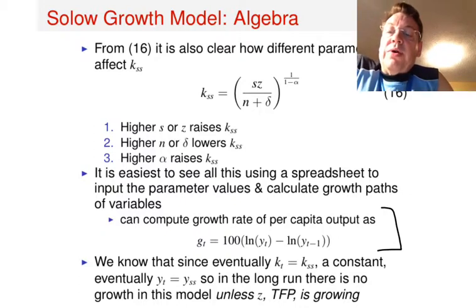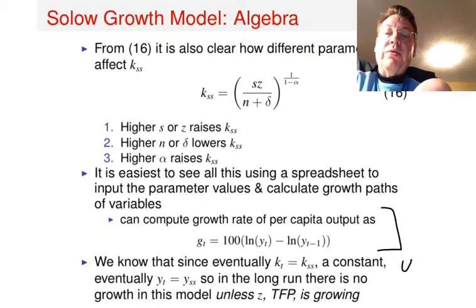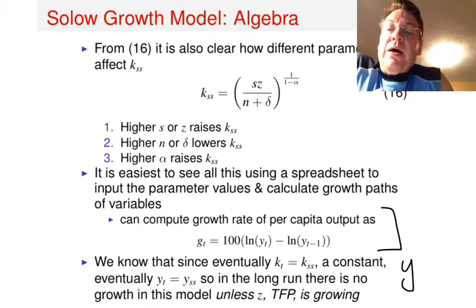And what we'll show you is that in the long run, meaning in the steady state, there will not be any growth in per capita GDP, the y. Remember, little y is per capita GDP. There'll be no growth in that unless total factor productivity is rising.